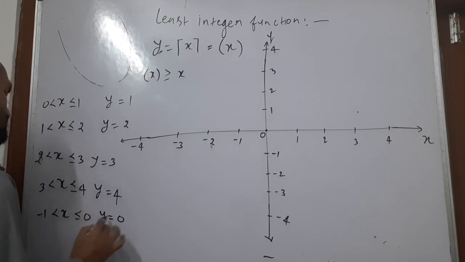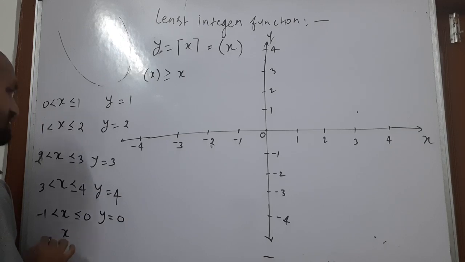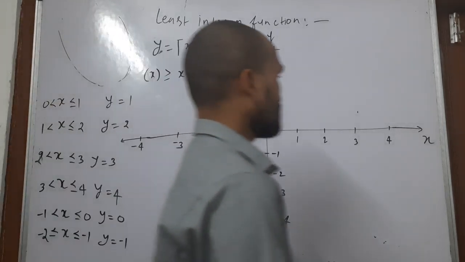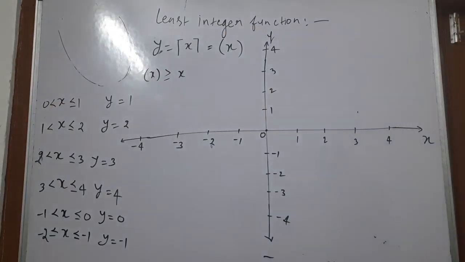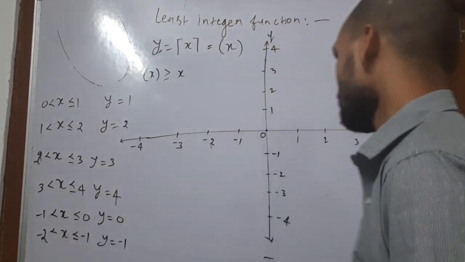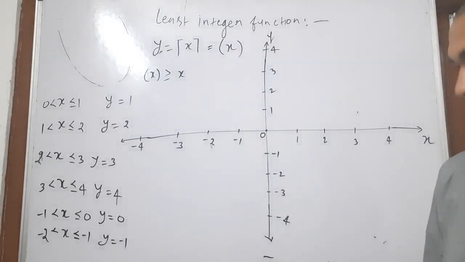Then y will be 0 if x is greater than -1 and less than or equal to 0. When x is greater than -2 and less than or equal to -1, y will be -1. Okay, so what will happen here? Greater than -2 and less than or equal to -1. So let us draw the graph.